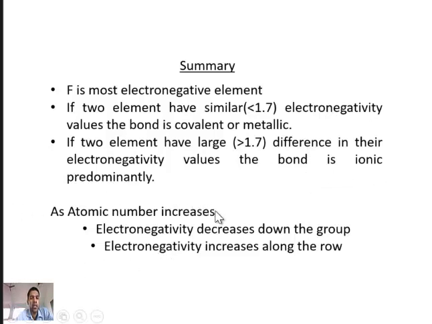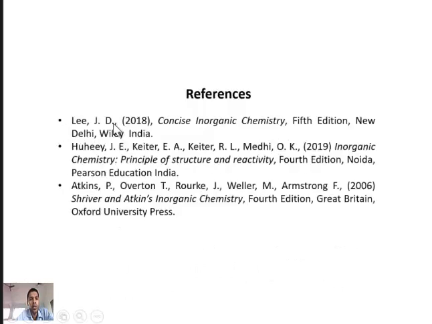And as the atomic number increases in the periodic table, electronegativity decreases down the group and it increases along the row. You can refer to the following books to have a better understanding about these concepts.